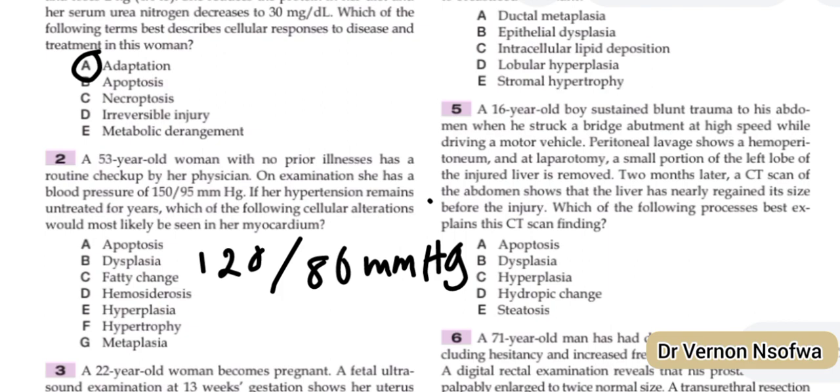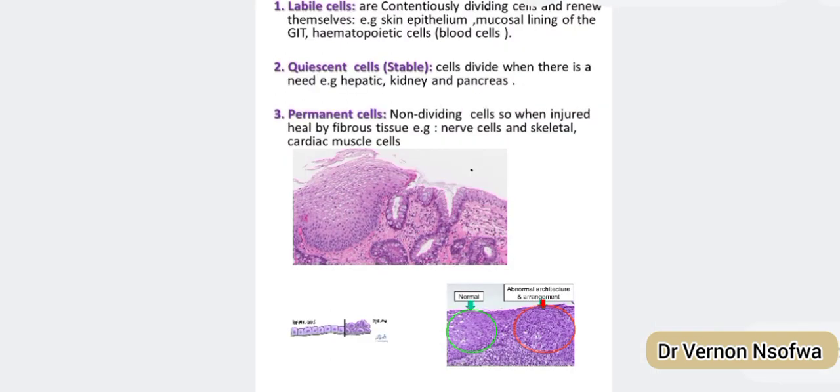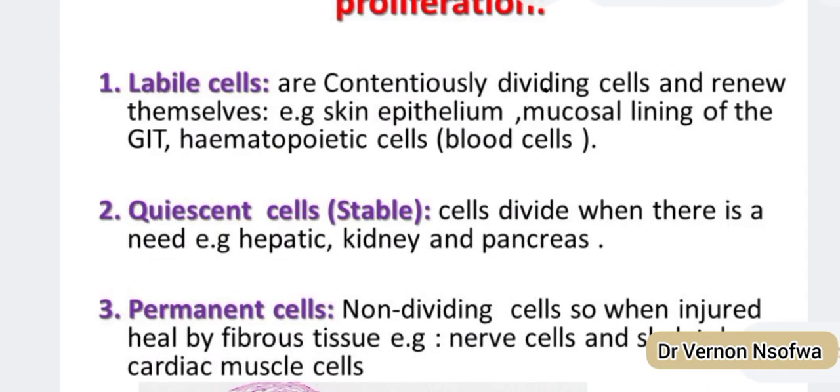And what you should know is that based on proliferation, there are three types of cells. We have the labile cells, which are continuously dividing cells that renew themselves. For example, the skin epithelium, the mucosal lining of the GIT, and hematopoietic cells, which make blood cells. So labile cells keep on dividing, replacing the old ones.